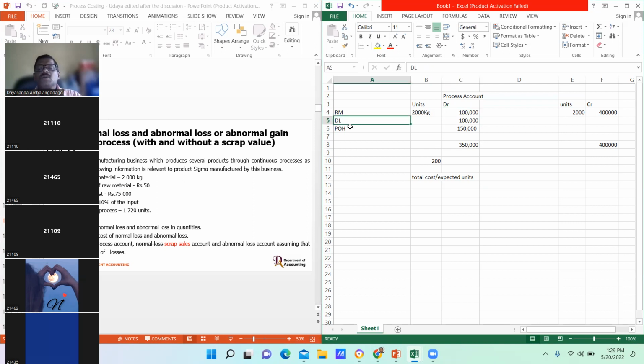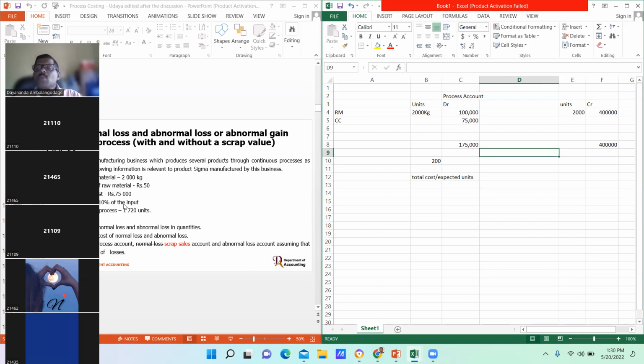And the conversion cost. Conversion cost means both direct labor and overhead. So here they have one line, I write conversion cost, CC. The conversion cost in this example is 75,000. So altogether your cost would be 175,000.